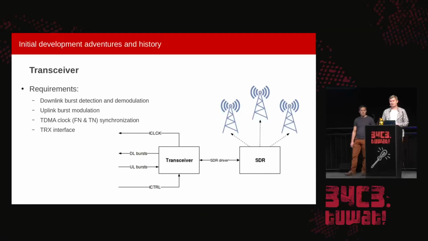So we need the last part, which should directly communicate with the transceiver. What this application should do is perform downlink burst detection and demodulation. It should be able to perform uplink burst modulation, and it should follow the TDMA time system of GSM. And of course, finally, it should talk via the TRX interface, which is currently supported by the TRXCon application.